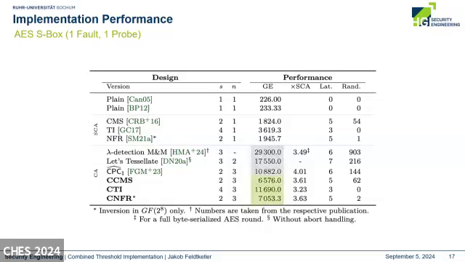And I want to highlight a few things. So first of all, if we look at the area in gate equivalent, then we see that our approaches perform quite well. So we have two of the best implementations here.